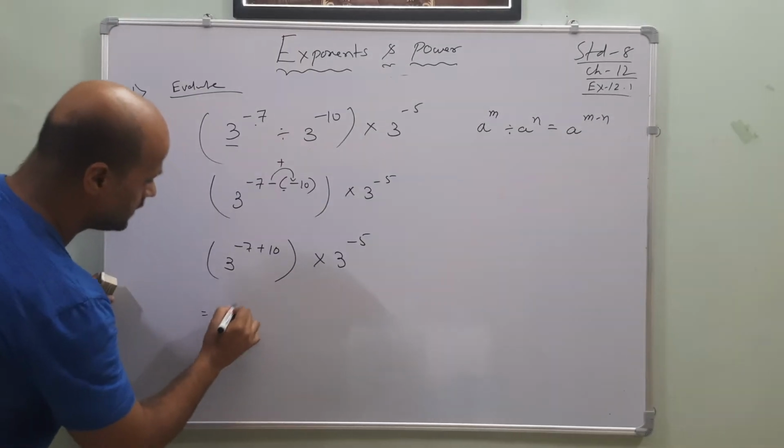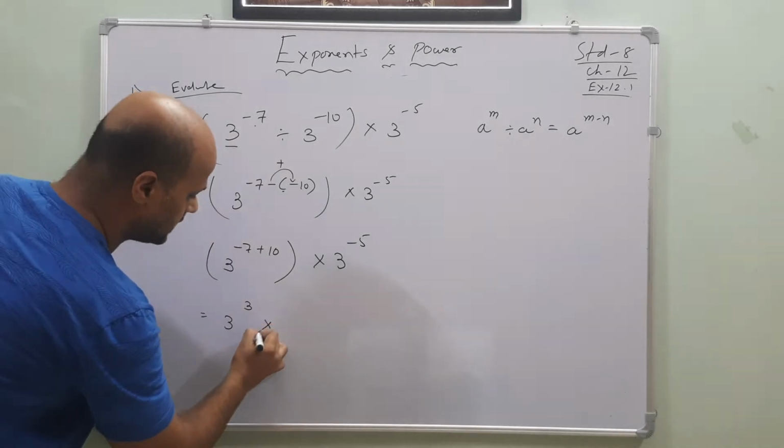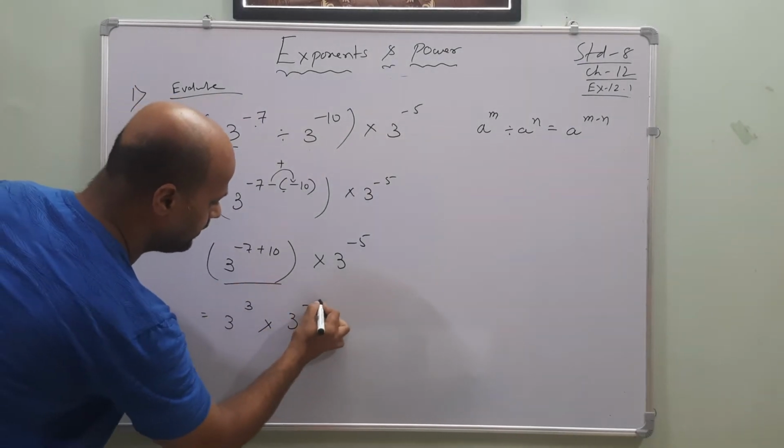3, minus 7 plus 10. One minus and one plus is there. What you have to do? You have to subtract the numbers. We have already studied this one. Subtract the numbers. 10 minus 7, how much? 3. The bigger number's symbol is plus, so plus 3 as it is. Now 3 to the power of minus 5.